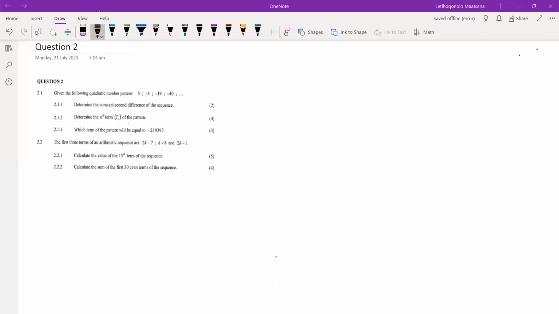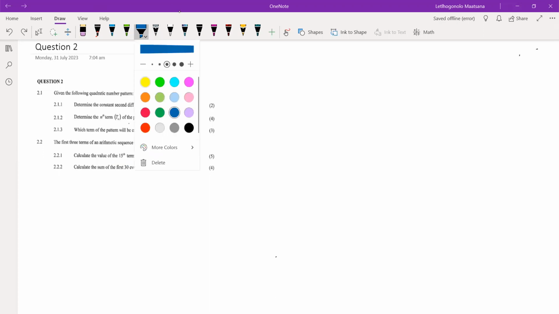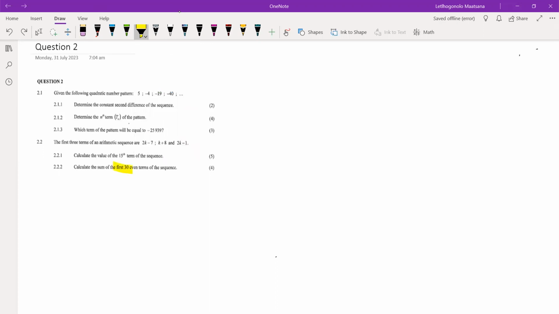Question 2.2.2 wants us to calculate the sum of the first even terms of the sequence. So very specific, they only want the first even terms of the sequence. That was not a good highlighter. Let's see if we can change that to something we can see. There we go. So they just want the first 30 even terms of the sequence.